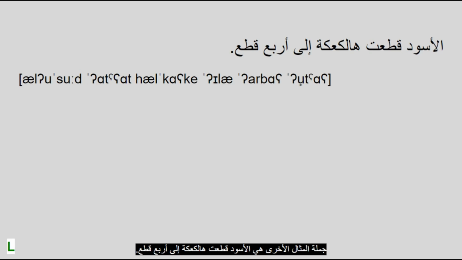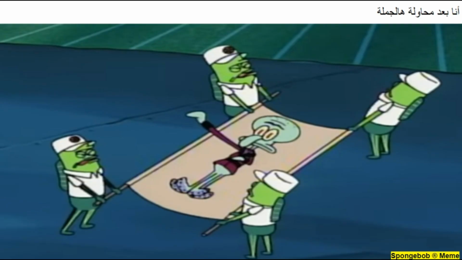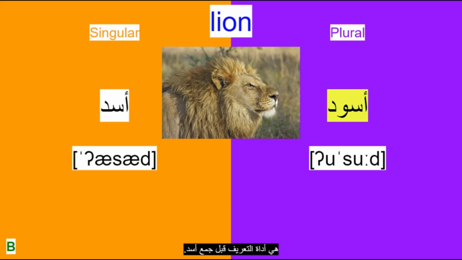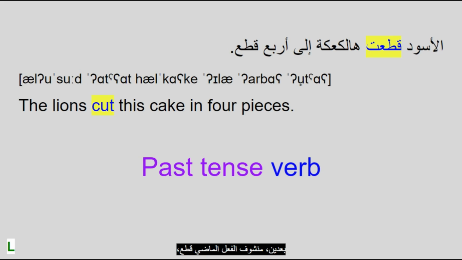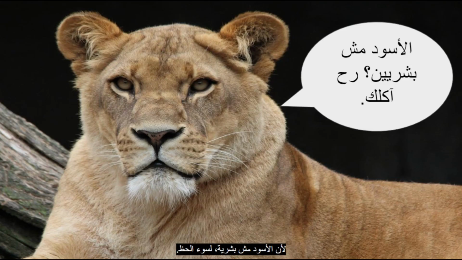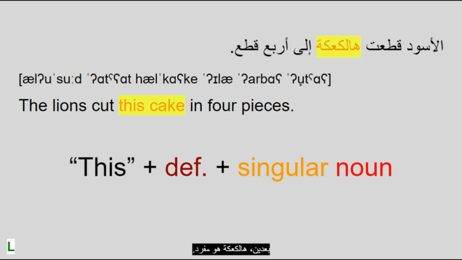The other example sentence is الأسود قطعت حلقاك إلى 4 قطع. This means the lions cut this cake in 4 pieces. First off, al-usud means the lions. It's the definite article followed by the plural of asad. Then we see the past tense verb ata, but it's not plural. It's feminine singular because lions are not human, unfortunately. Then halka'ke is this cake, singular.